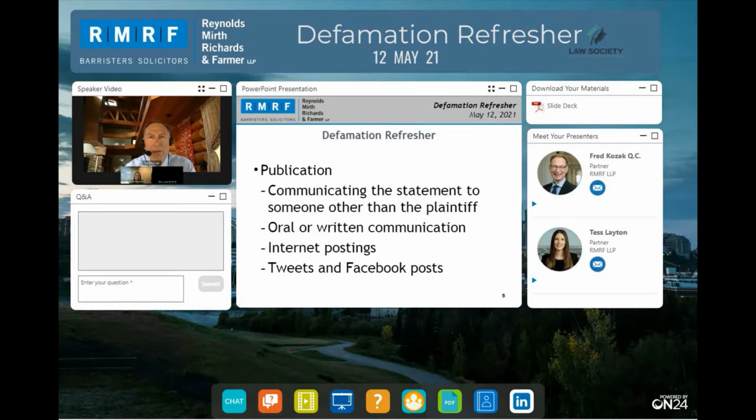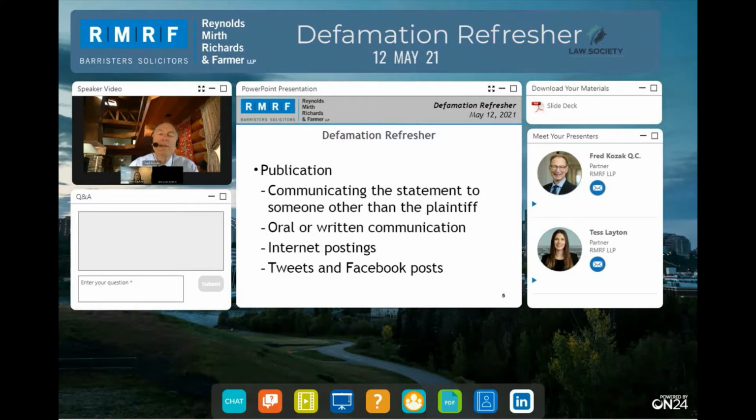Sometimes people get into trouble because in writing a kind of poison pen letter to the plaintiff, they will send a CC to a third party, or they'll send a CC to somebody not connected to the events. And that constitutes publication for the purpose of defamation.